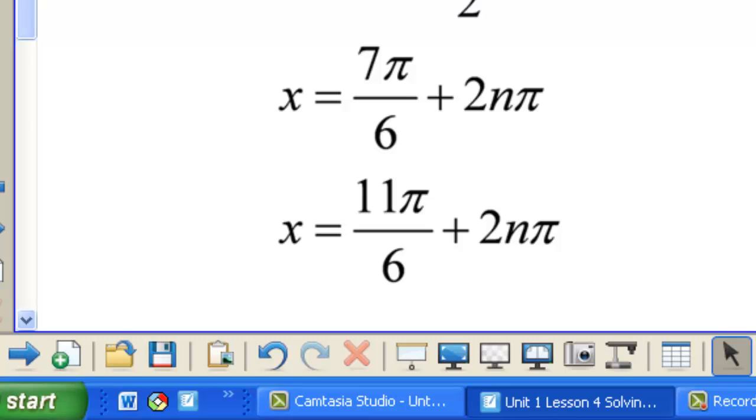So my final answer is going to be 7 pi over 6 plus 2n pi, recalling that 2n pi accounts for the coterminal angles with 7 pi over 6 that are also solutions. And x equals 11 pi over 6 plus 2n pi. Again, I'm adding 2n pi to account for all the angles coterminal.